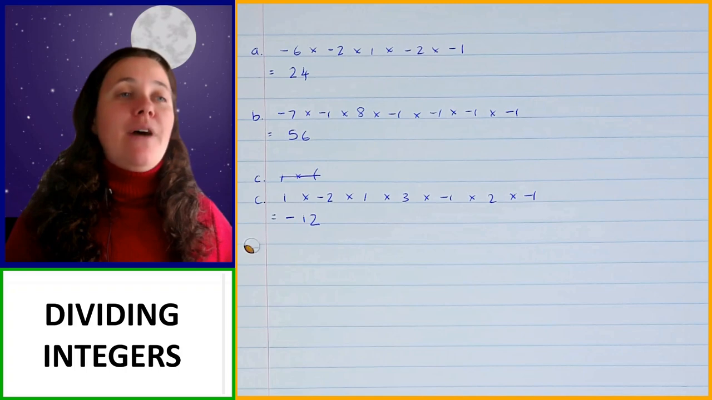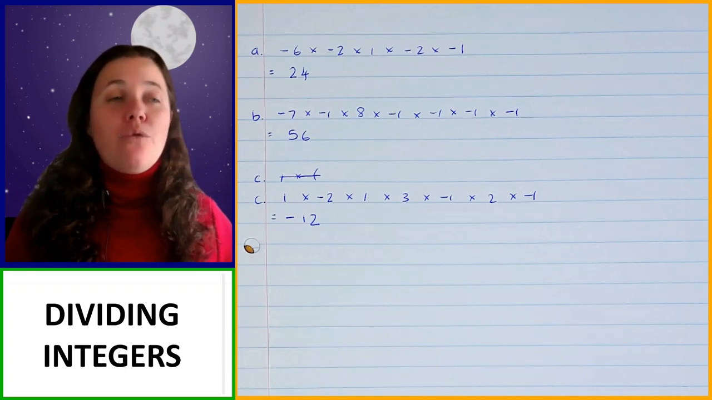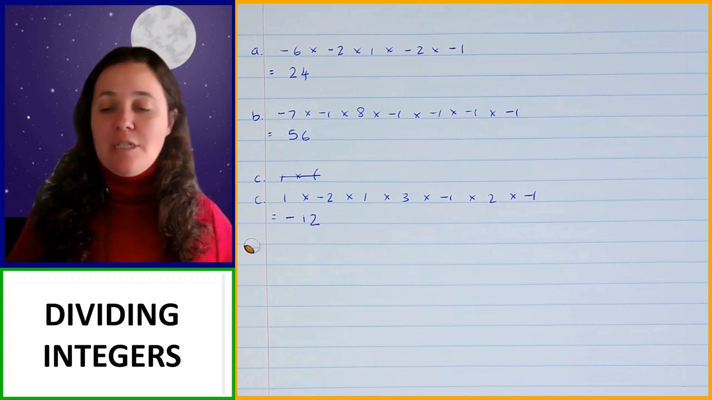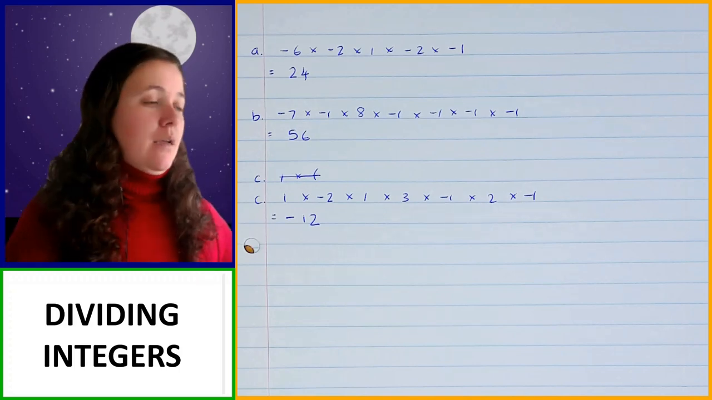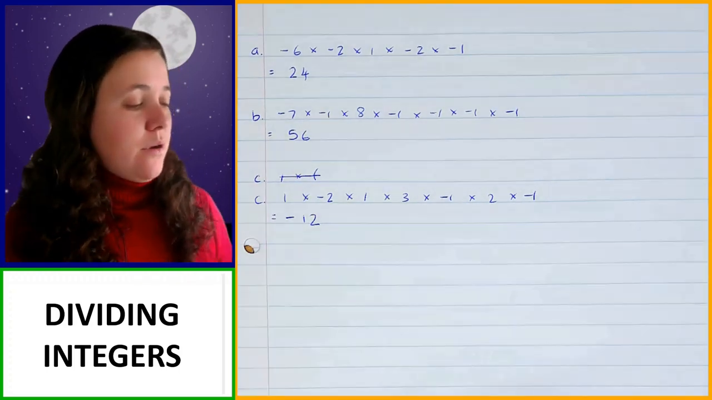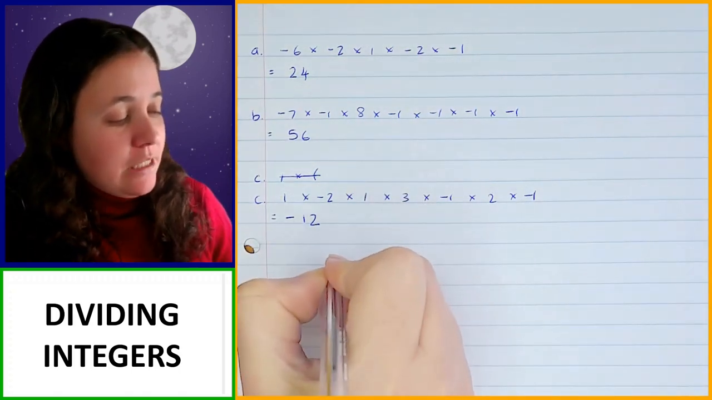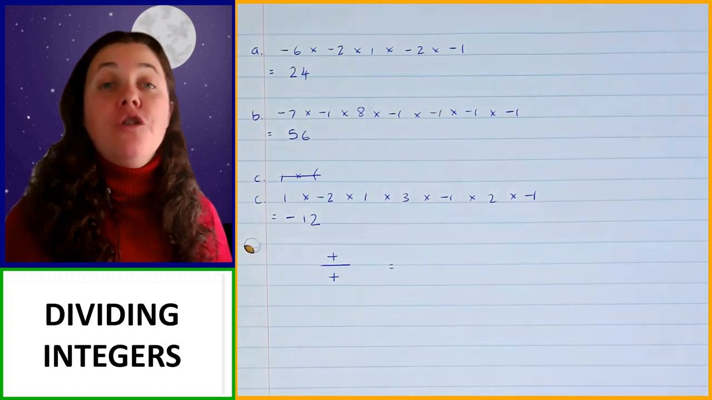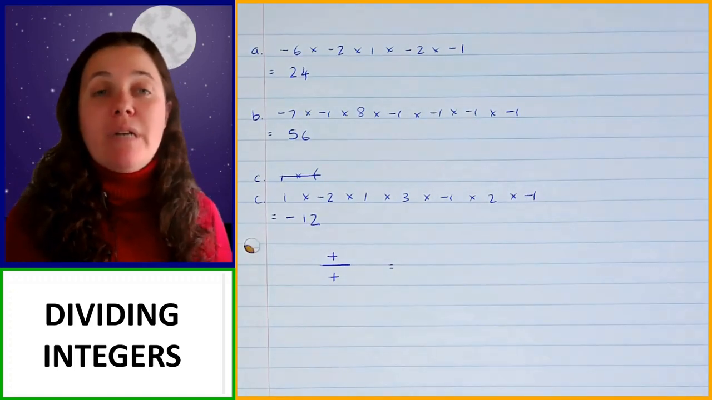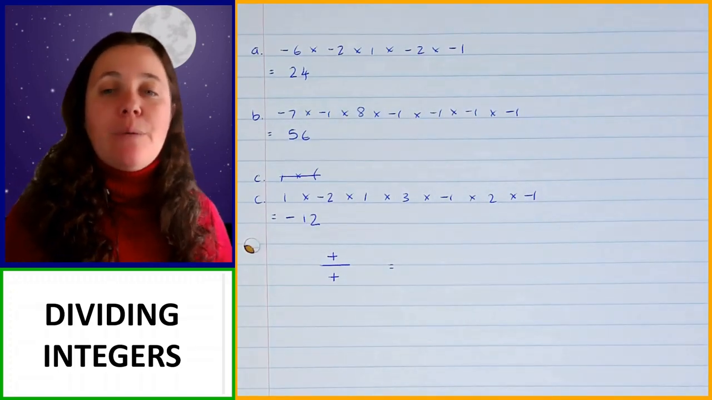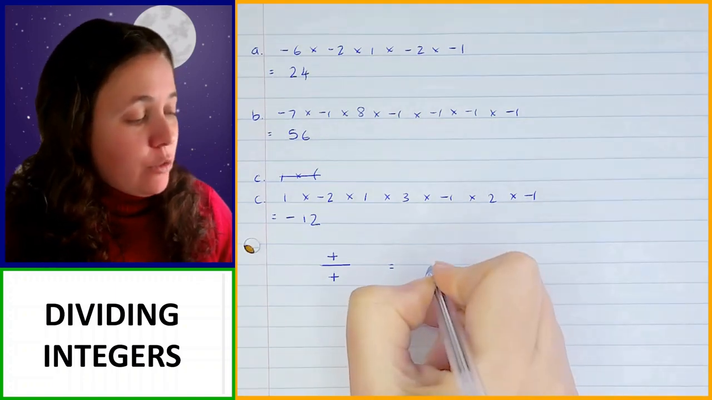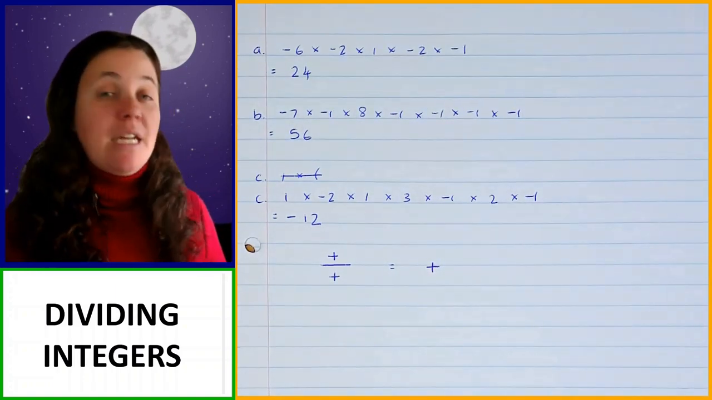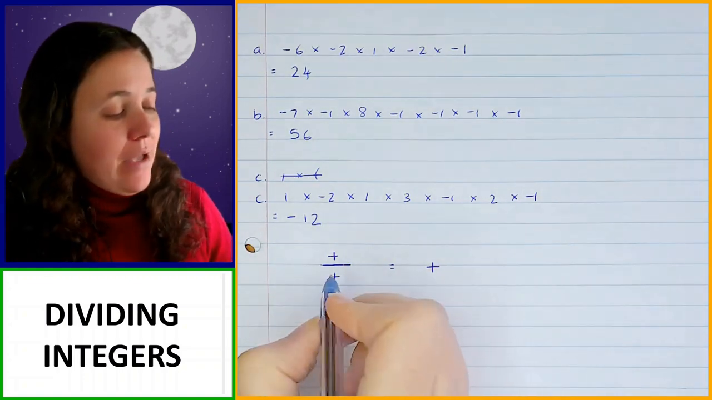Okay, so now for dividing integers, the good news is our rules basically stay the same. So when we are dividing integers, if you've got a positive divided by a positive, which is what you're used to, so if you say 12 divided by 6, they're both positive, you end up with a positive answer too. So positive divided by positive is positive. So that's normal.